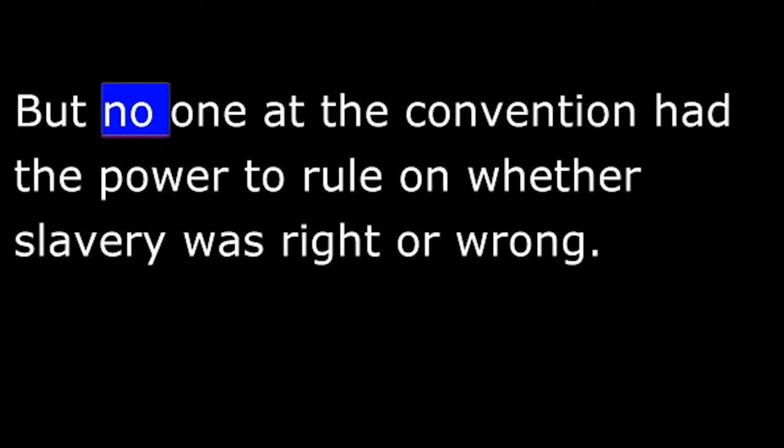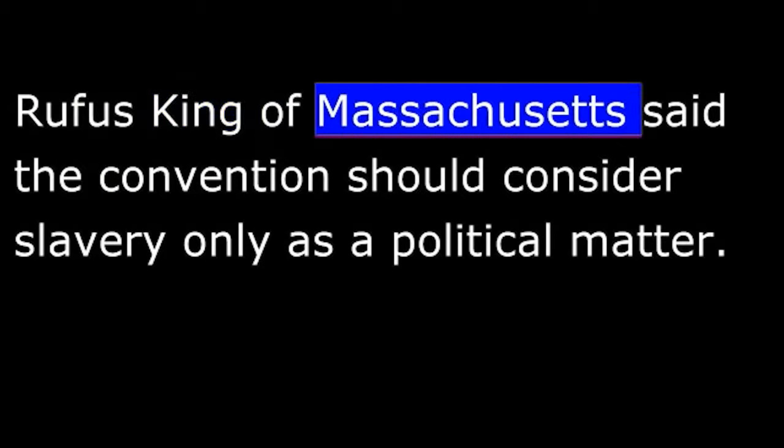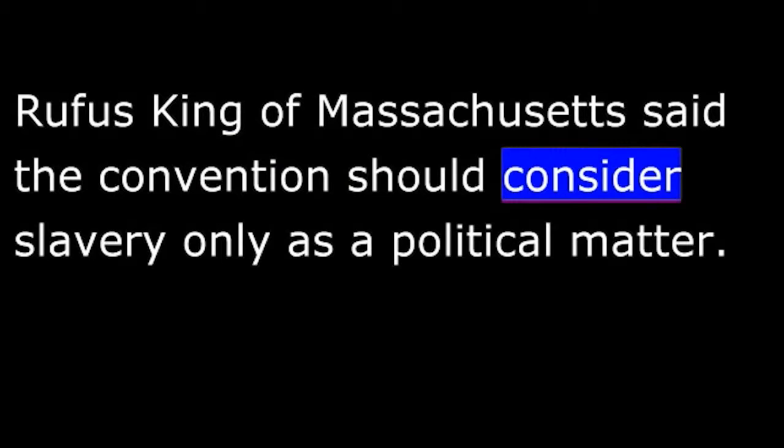Other delegates rose to denounce or defend slavery, but no one at the convention had the power to rule on whether slavery was right or wrong. Everyone knew the convention would fail if they tried to write a constitution that banned slavery. The southern states would never accept it. They would refuse to be part of the United States. Rufus King of Massachusetts said, "The convention should consider slavery only as a political matter," and that was what happened. The delegates accepted several political compromises on the issue.